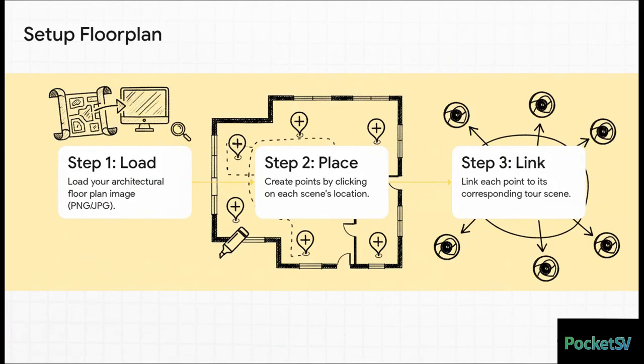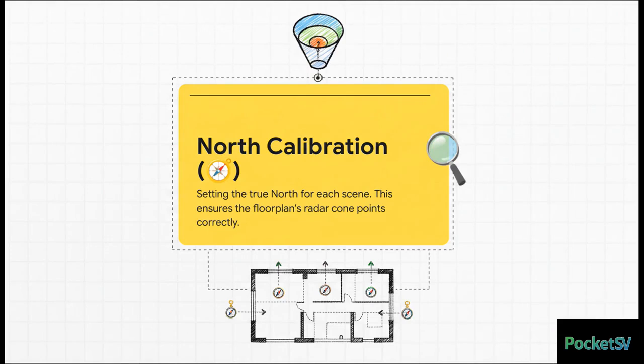You just load your map image, click on the map to drop a pin for each of your scenes, and then link each of those pins to the right photo. Done. Now, for that little radar cone to work its magic perfectly, you need to do something called north calibration. It sounds technical, but it's not. It's just you telling the software which way is north in each of your photos. This little step is what keeps your map and your 360 view perfectly synced up.